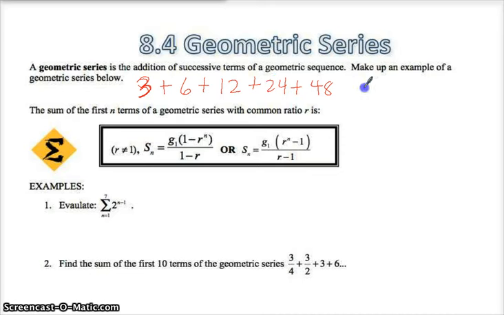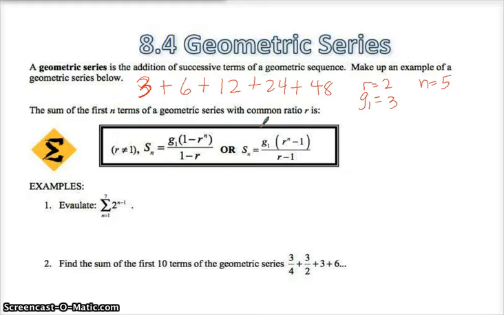What's my common ratio? My common ratio in that case would be 2. What's my first term? G sub 1 would be 3. We have 1, 2, 3, 4, 5 terms, so n equals 5. We would use that information to plug in here if I wanted to find the sum.